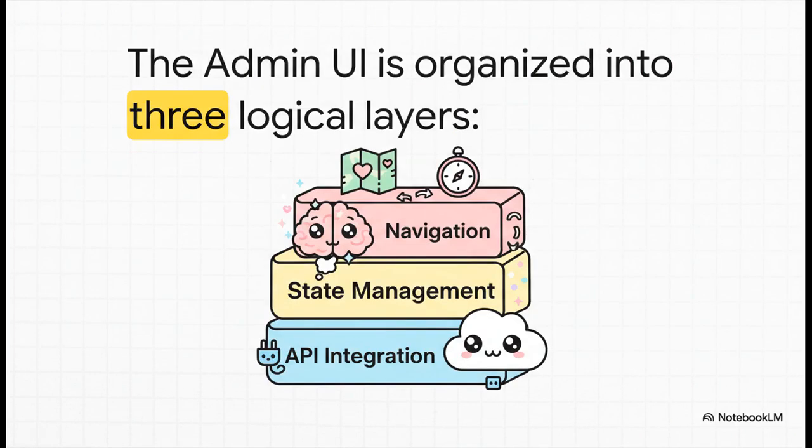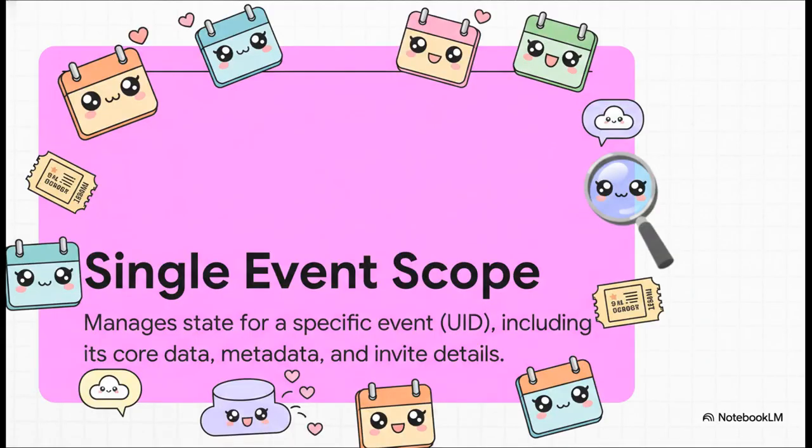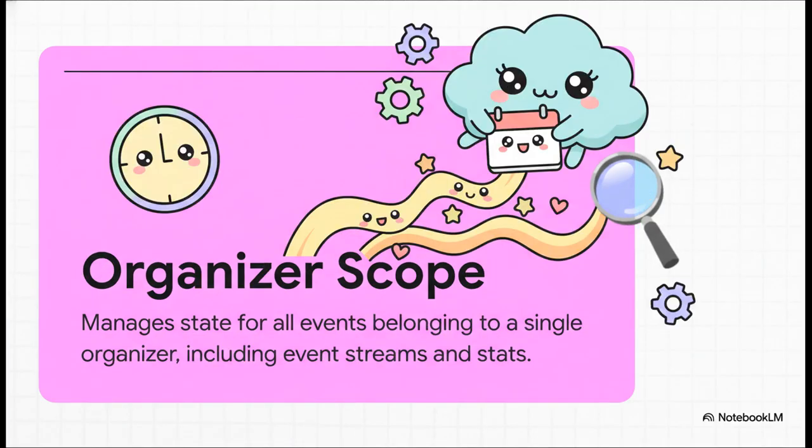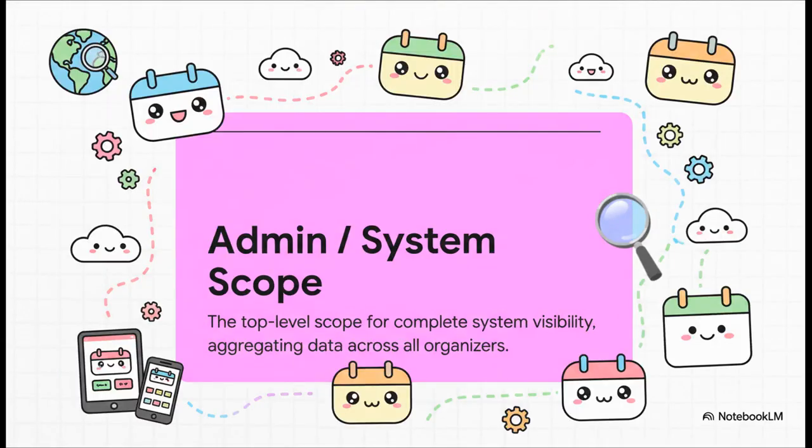Let's talk architecture for a sec. It's broken down into 3 really clean, logical layers. First, you've got this single event scope. This layer handles everything for just one event. Moving up, there's the organizer scope. This manages all events for a single organizer. And at the very top is the system scope. This gives you that big picture system-wide view.